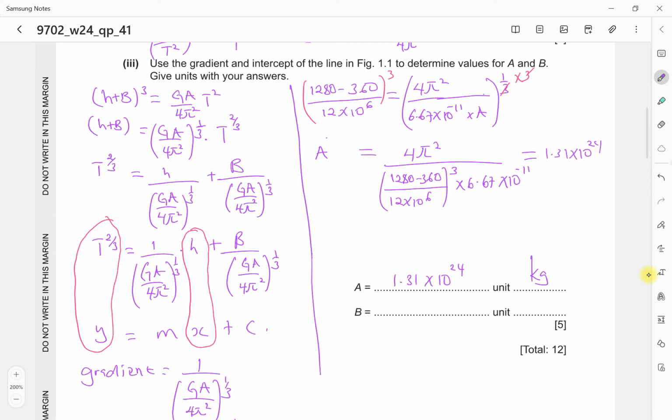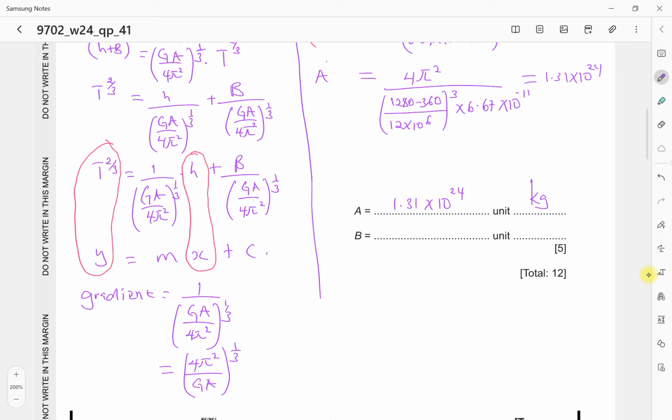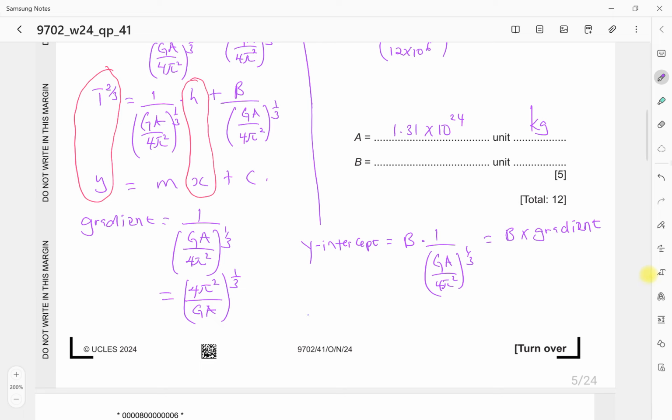Then B, if you look at this expression here, you notice that the y-intercept is equal to B times 1 over GA over 4 pi squared raised to the power of 1 over 3. In other words, the y-intercept equals B times the gradient, because 1 over GA over 4 pi squared raised to 1 over 3 is the gradient. What does that mean? It means B is going to be equal to the y-intercept divided by the gradient.